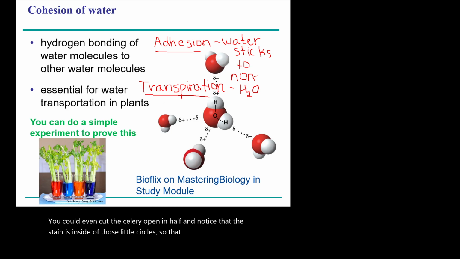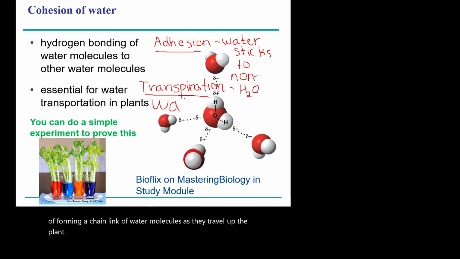So that shows how the adhesion occurred, where the water, including the food coloring, stuck to the inside of the celery tissue. And then the water molecules themselves stick together through cohesion, kind of forming a chain link of water molecules as they travel up the plant.